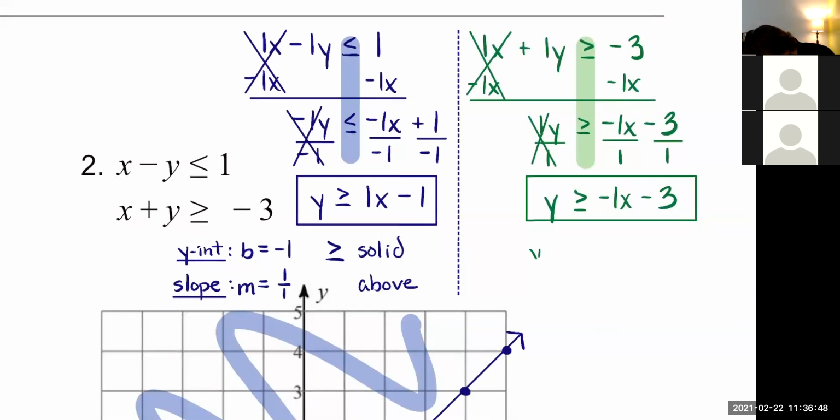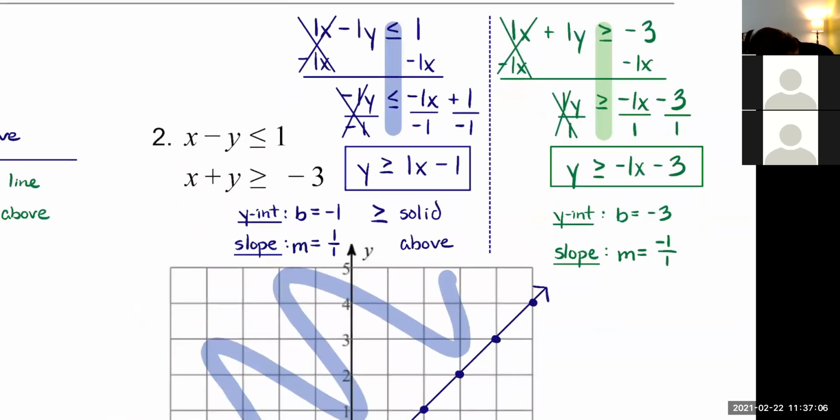Starting with the y-intercept, which is -3, followed by the slope, -1/1. Then looking at the inequality symbol, which is a greater than or equal to symbol: solid line, shade above.